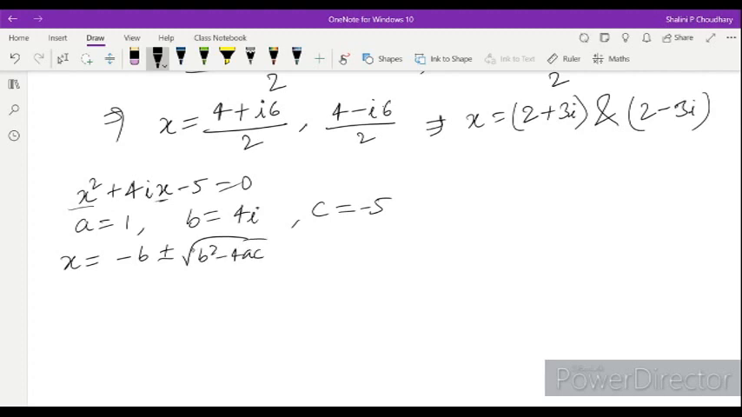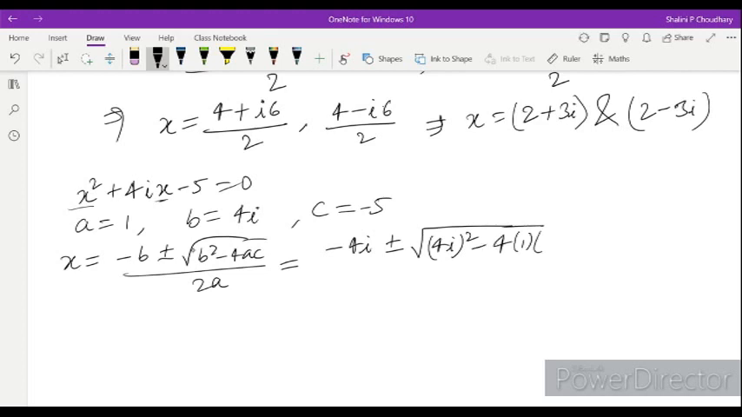Okay, so the value of x will be minus b plus minus square root of b square minus 4ac divided by 2a. So now we'll put the values. So minus b is equal to minus 4i, plus minus square root of b square, the whole square of 4i, minus 4ac. 4 into a is equal to 1 and c is equal to minus 5, divided by 2 into 1.